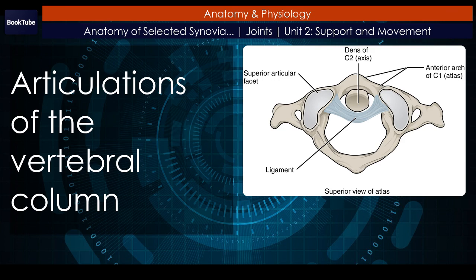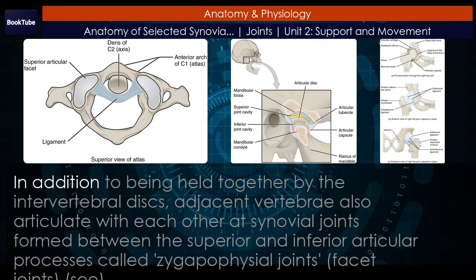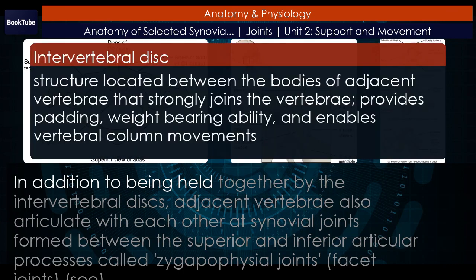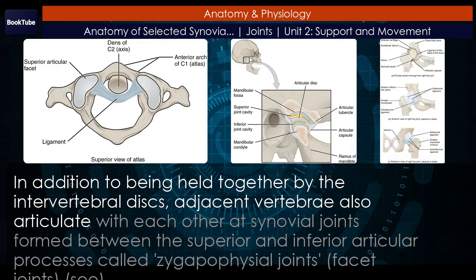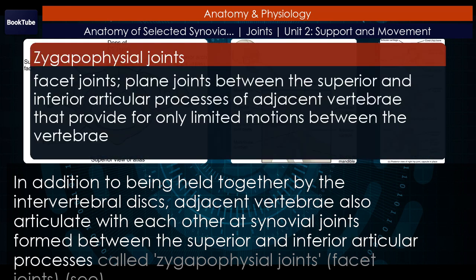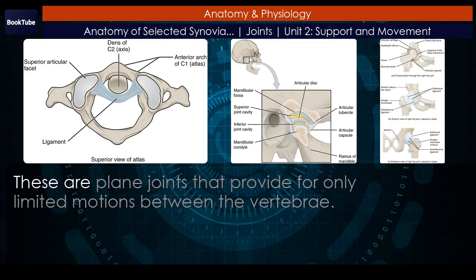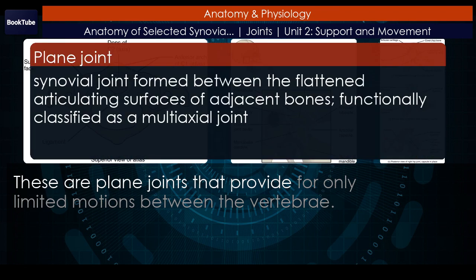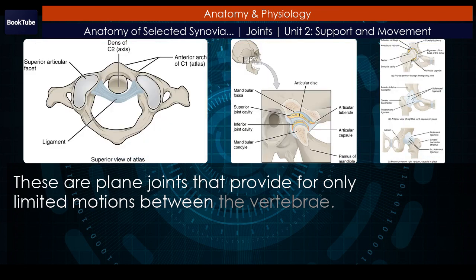Articulations of the vertebral column. In addition to being held together by the intervertebral discs, adjacent vertebrae also articulate with each other at synovial joints formed between the superior and inferior articular processes, called zygapophyseal joints, or facet joints. These are plane joints that provide for only limited motions between the vertebrae.